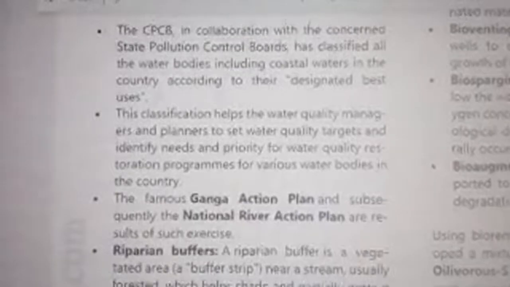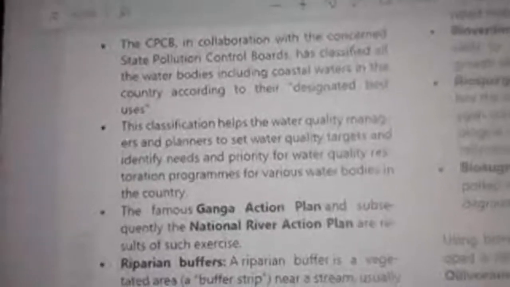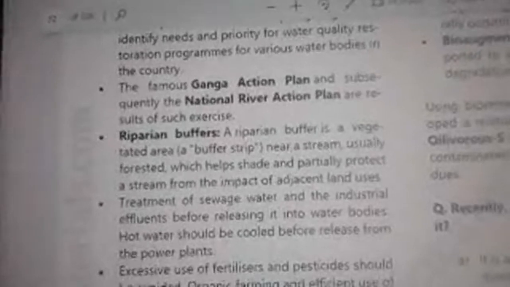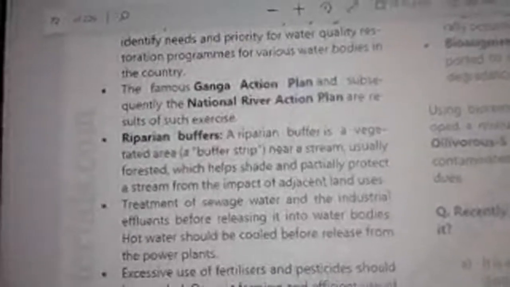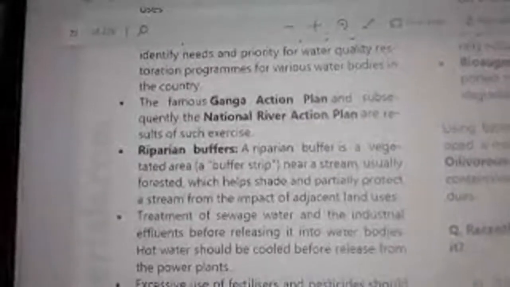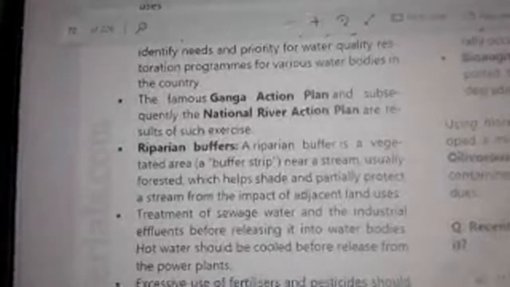water bodies including coastal waters in the country according to their designated best uses. This classification helps the water quality managers and planners to set water quality targets and identify needs and priority for water quality restoration programs for various water bodies in the country. The famous Ganga Action Plan and subsequently the National River Action Plan are results of such exercise.